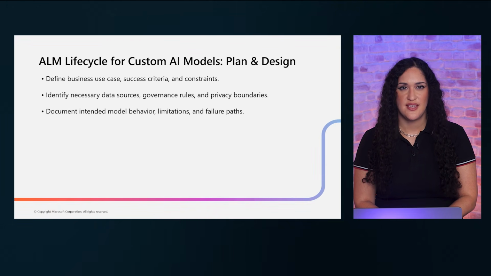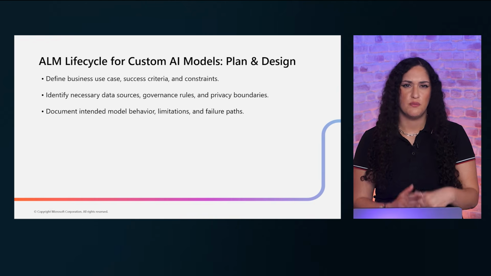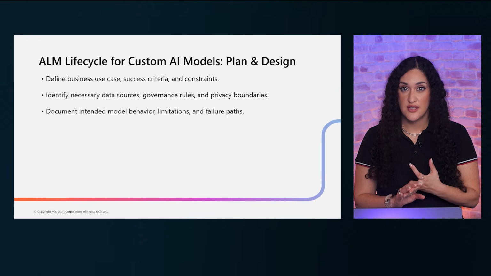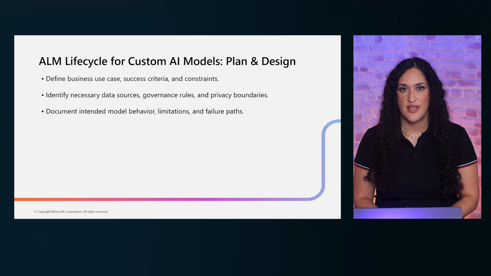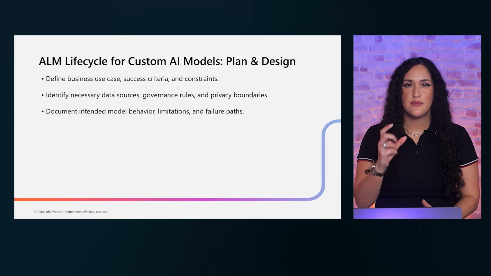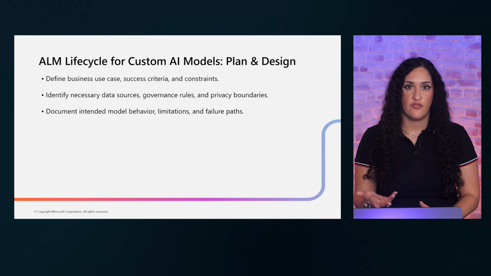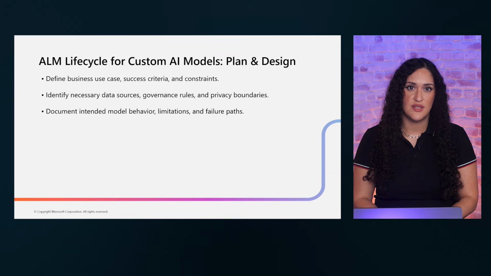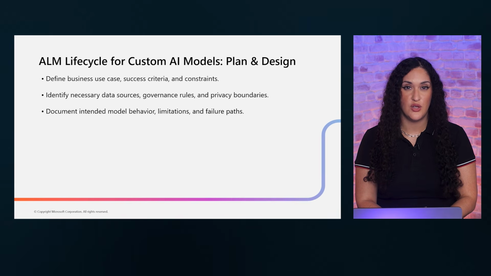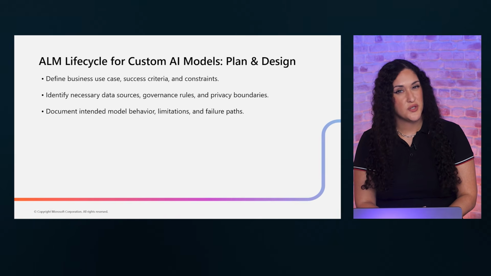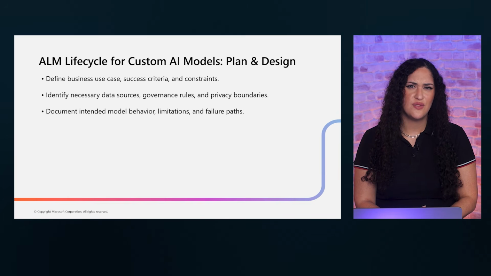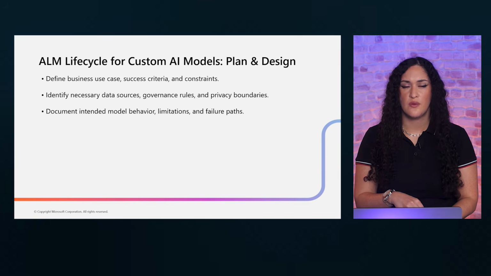The plan and design phase establishes your foundation. Define the business use case, success criteria, and constraints upfront. Identify necessary data sources, governance rules, and privacy boundaries before anyone starts building. Document the intended model behavior, including its limitations and failure paths. This planning phase is where you prevent costly downstream mistakes. A model built without clear success criteria cannot be properly evaluated. A model designed without understanding its failure paths cannot be safely deployed. Invest some time here, and you save a lot more time later in the life cycle.